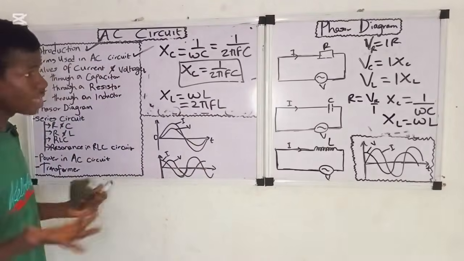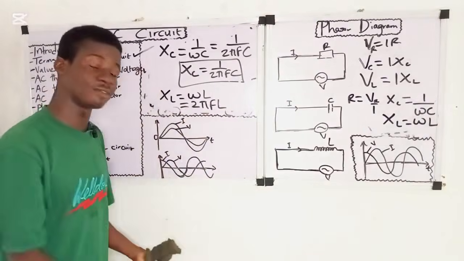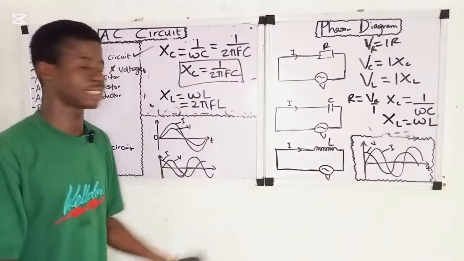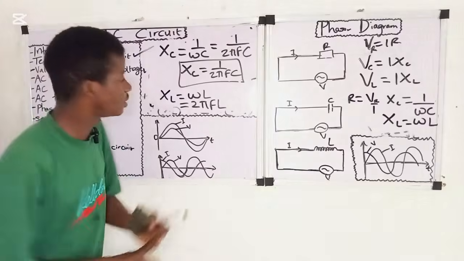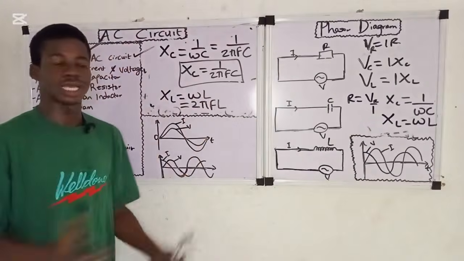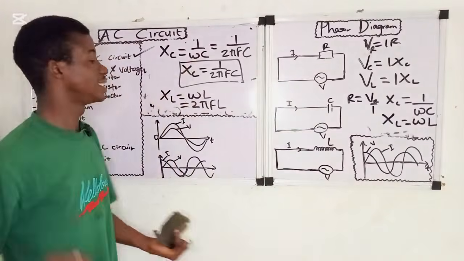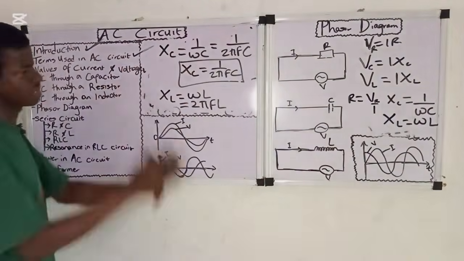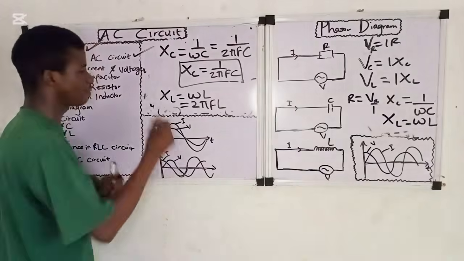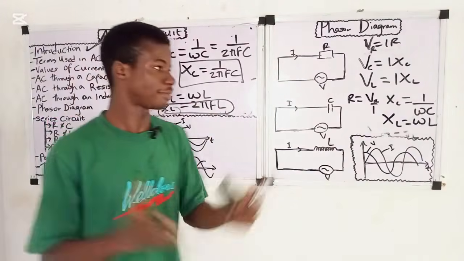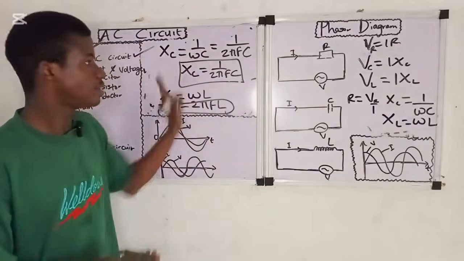So if they give you the formula, if the question says calculate the inductive reactance, it's very easy. They give the frequency and the inductance. Multiply everything straight: 2 times pi times frequency times inductance. These are the important formulas you need to take note of.